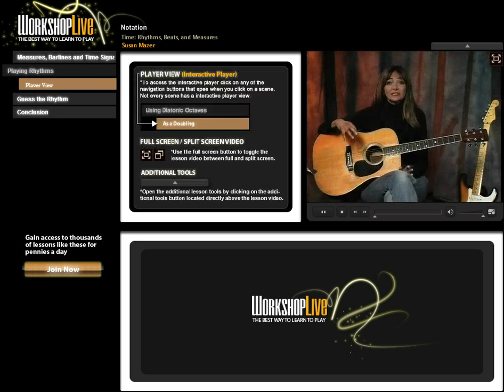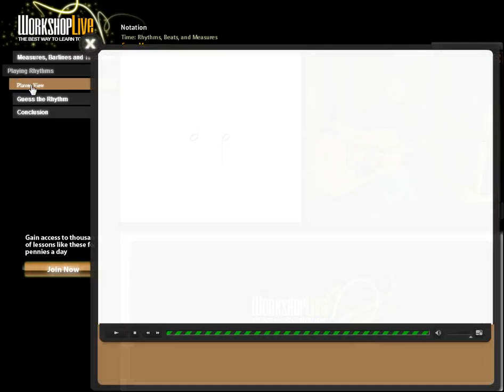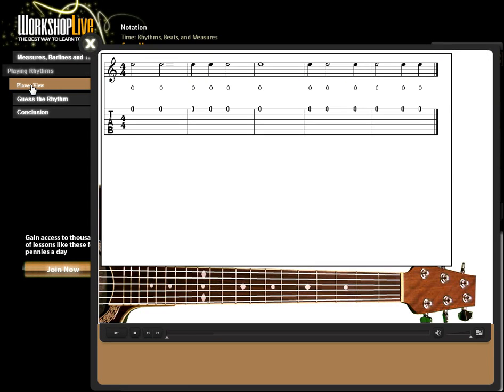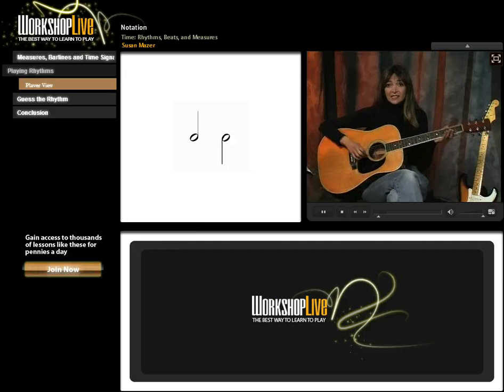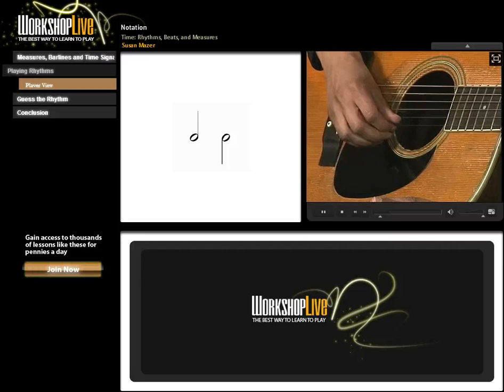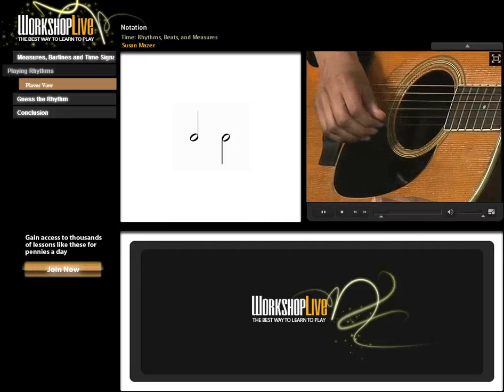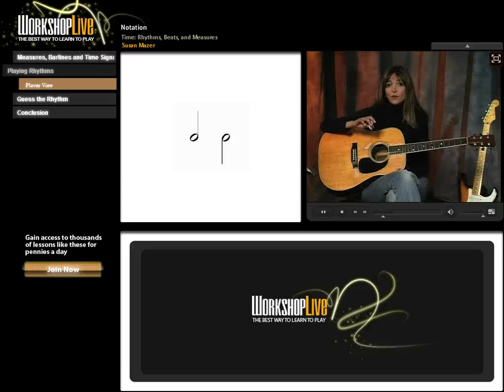The half note looks a lot like the whole note, but it has a stem attached to it. It gets half the amount of beats of the whole note. It rings for 2 beats, and it sounds like this. One, two, 1, 2.